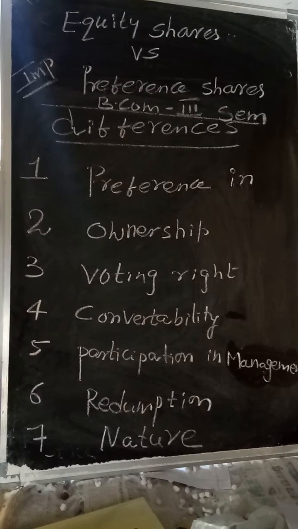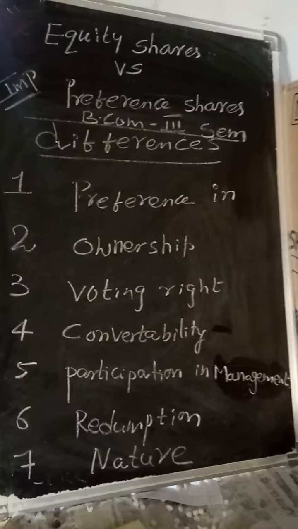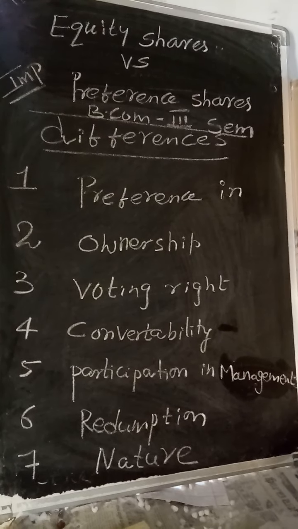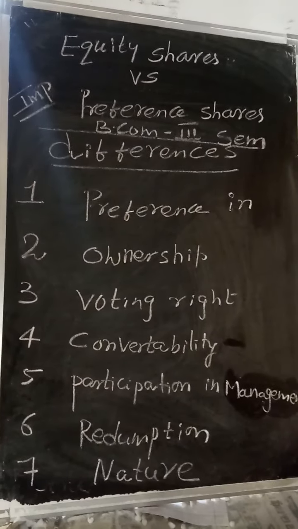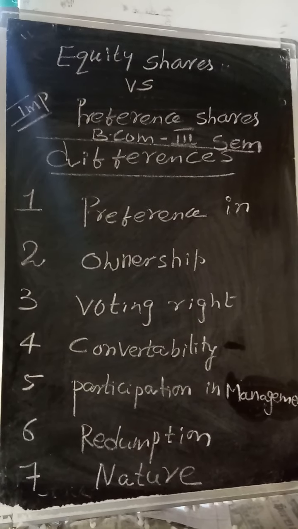Redemption means repayment, so repayment of capital. Equity capital once issued cannot be repaid. However, preference share capital will be repaid by the company after 5 or 6 years. These are the differences, my dear students.